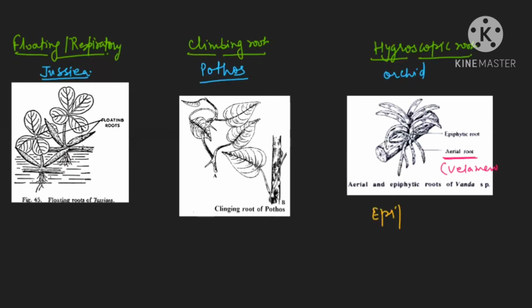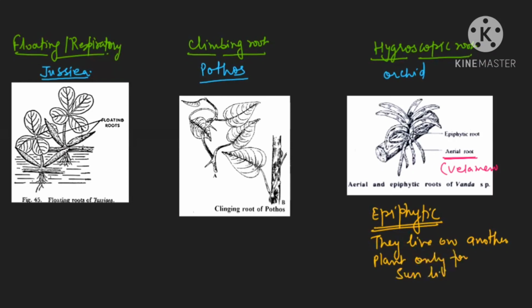Epiphytes are those plants which live on top of another plant only for sunlight. They are not parasites. You will not call them parasites because they are not taking any nourishment from the other plant. They live on another plant only for sunlight. Okay, so these are the other modifications with respect to adventitious roots. Now let us see further.